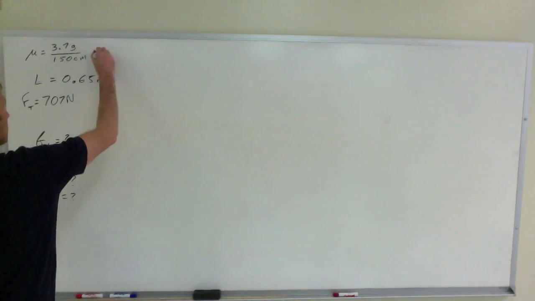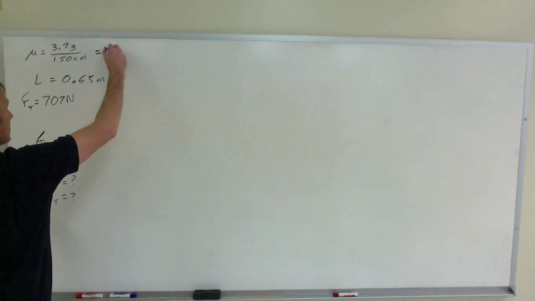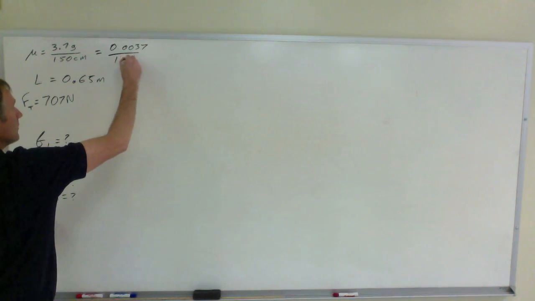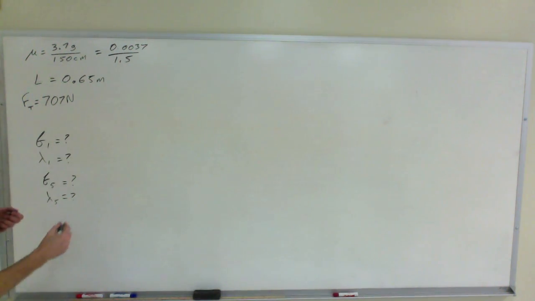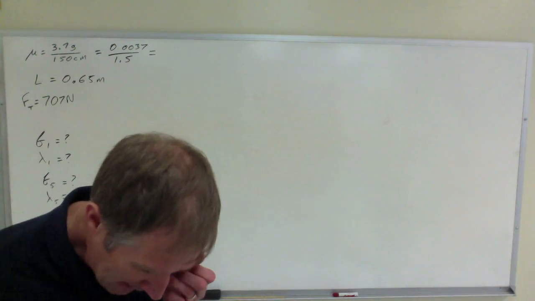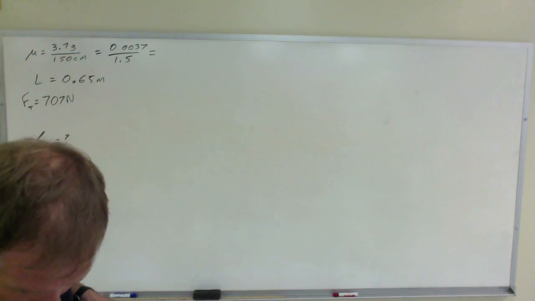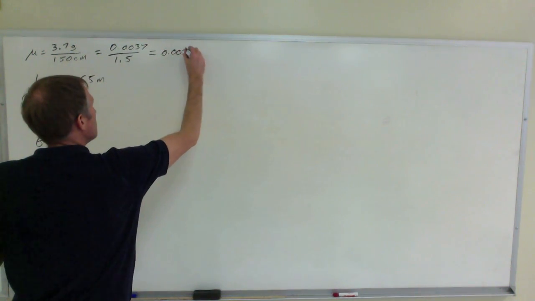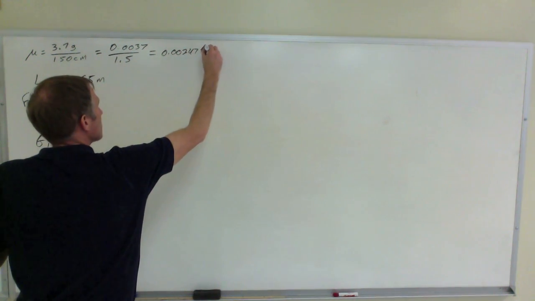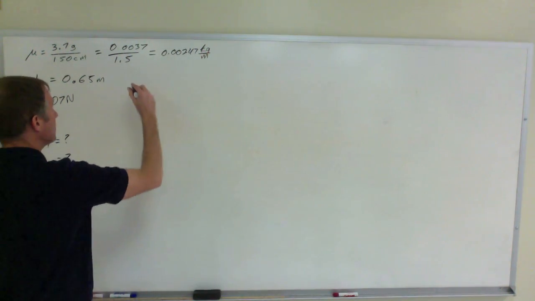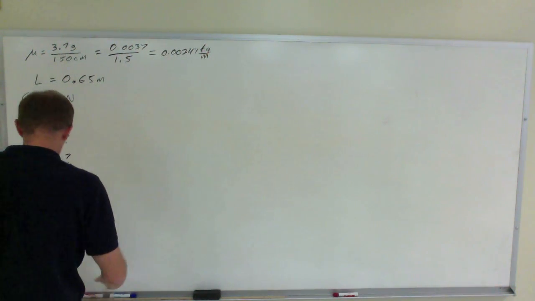First thing is to figure out the value of mu, and remember, you have to be in kilograms over meters. We've done this before, and that came out to be 0.00247 kilograms per meter.